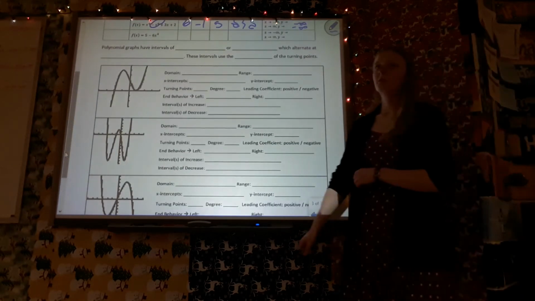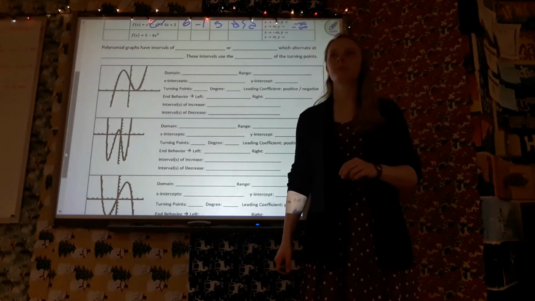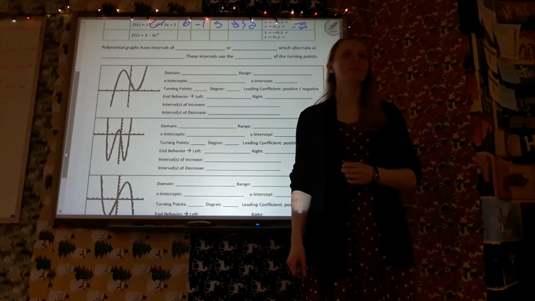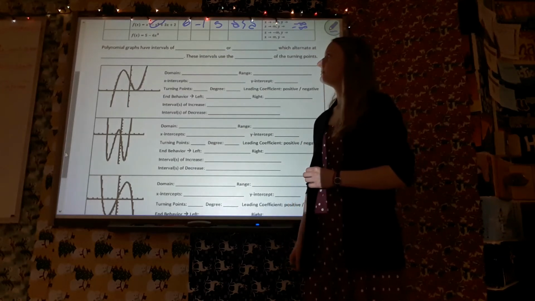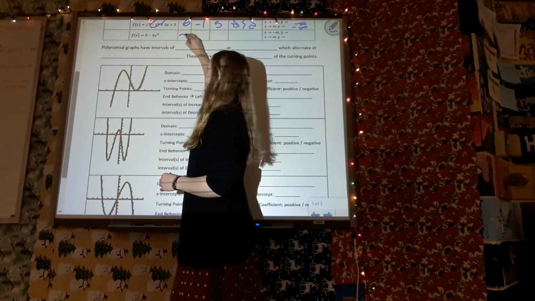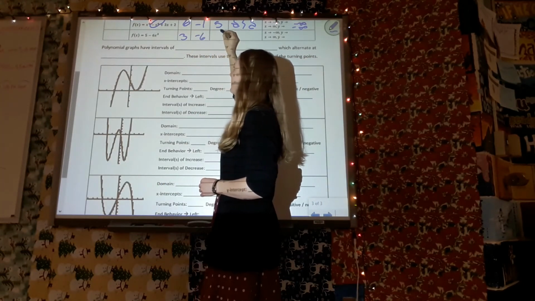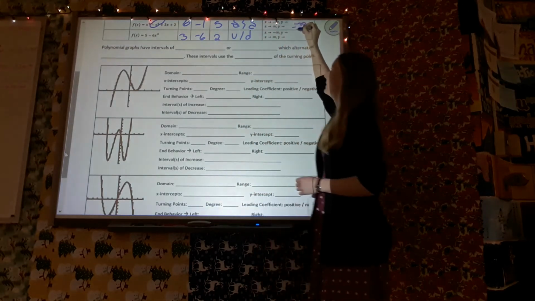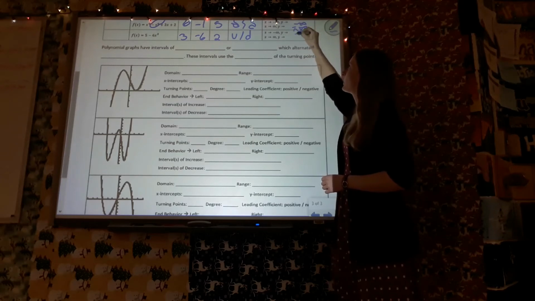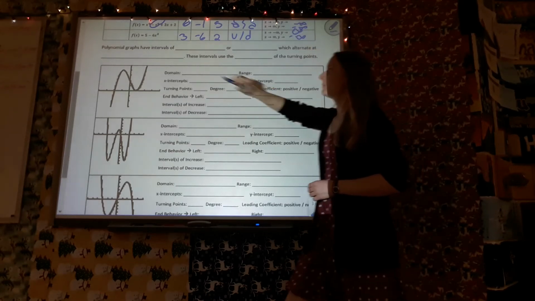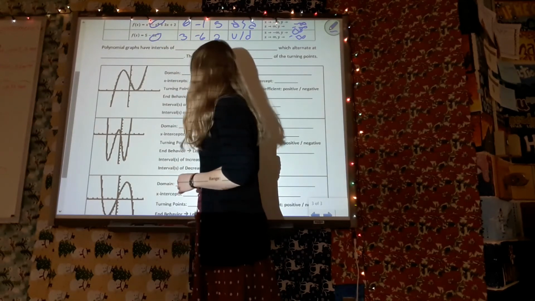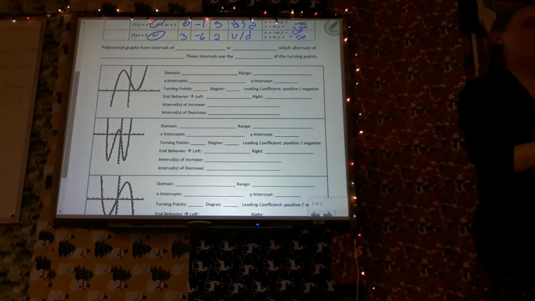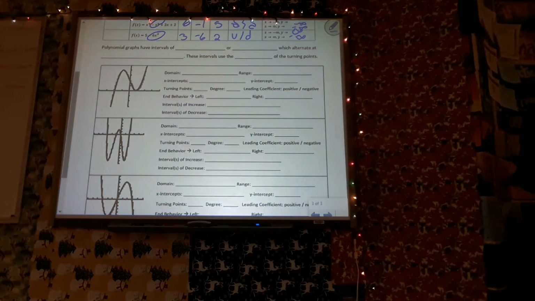What about this next one? Anybody have that? Positive to negative. Right. Leading term is right here. Oops. Again, out of order. Just look for the highest exponent to know which one would be the leading term. Alright, is everybody okay with that analysis process?